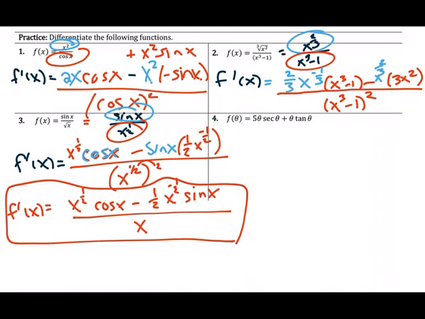Number 4 is going to have a couple of things going on. We have product rule, no quotient rule, since there's no quotients here, but we're now going to be using two of the four new trig derivatives that we just learned today. So I'm going to treat these as two separate pieces.